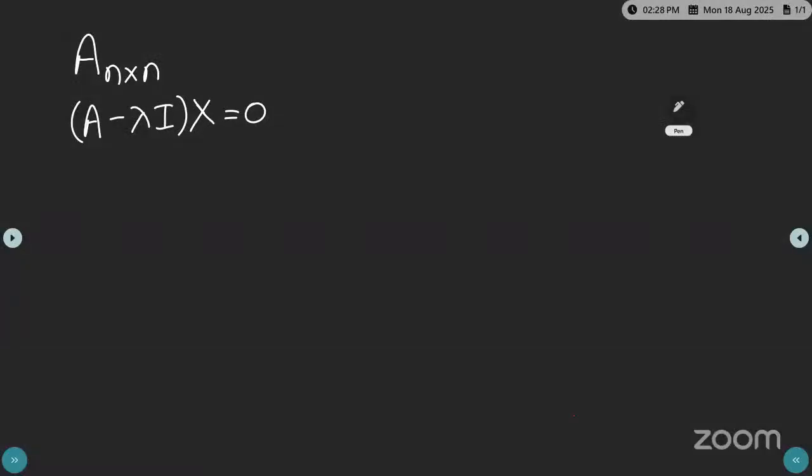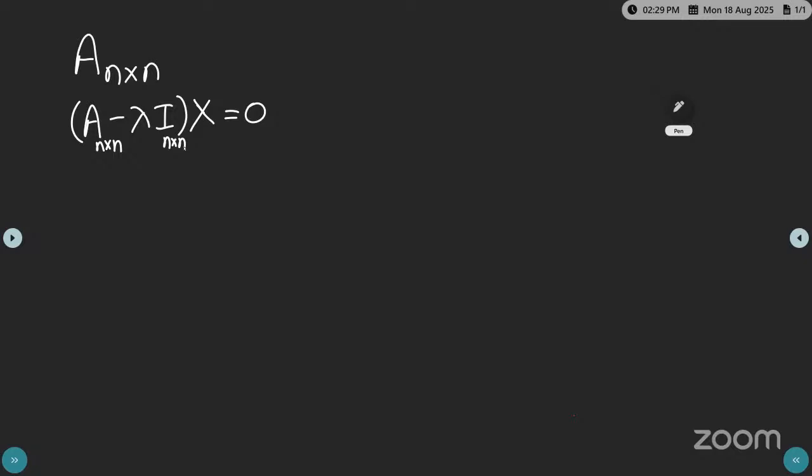What equations? Homogeneous or non-homogeneous? Homogeneous linear equations. Okay. So A is of order n by n. I is also of the same order. What is I? Identity matrix of the same order as that of capital A. If A is a square matrix of order n by n, I is also a unit matrix of order n by n.